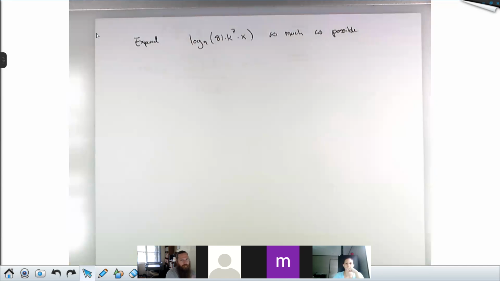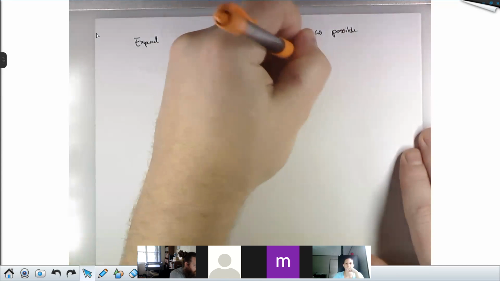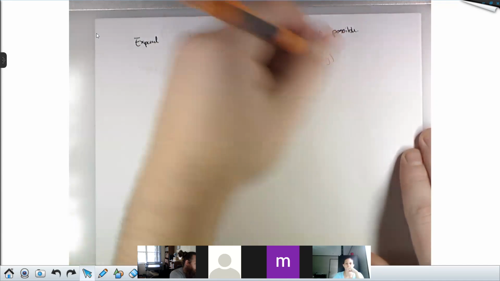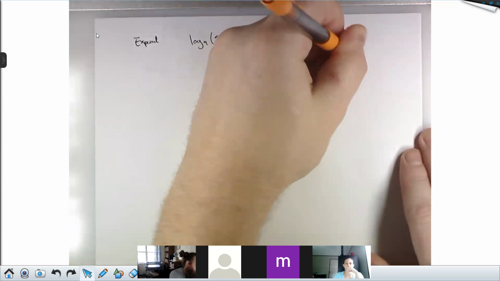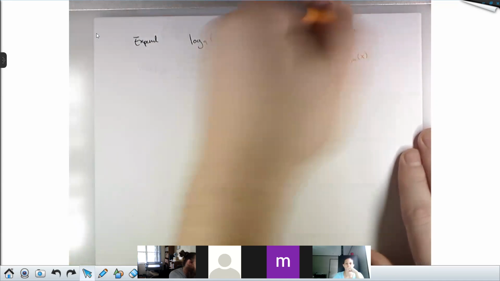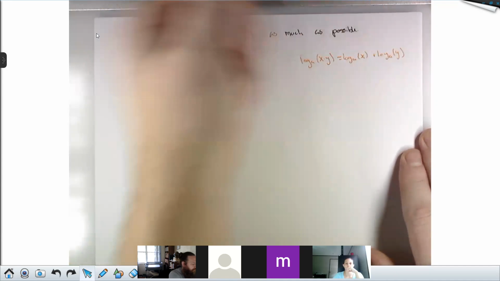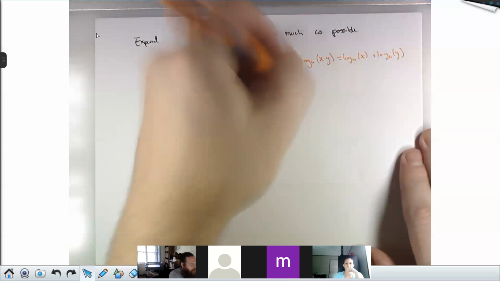So this is all about those log properties. Remember what they said. Log properties said that multiplication inside is the same as addition outside. That was our first one. So like log base whatever of x times y is the log base that of x plus the log base that of y. This was our first property.